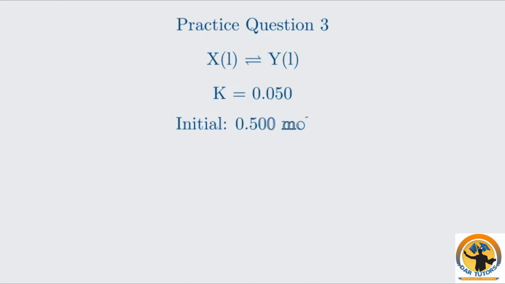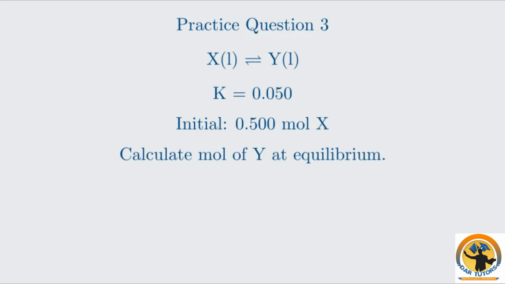Here's another practice question, similar to our earlier example involving an unknown volume. An organic compound X and its isomer Y are in equilibrium. Calculate the amount of Y in moles formed at equilibrium if we start with 0.500 mole of pure X and the equilibrium constant K is 0.050. Let's call the unknown volume V. We'll follow the same procedure, starting with moles and then moving to concentrations.